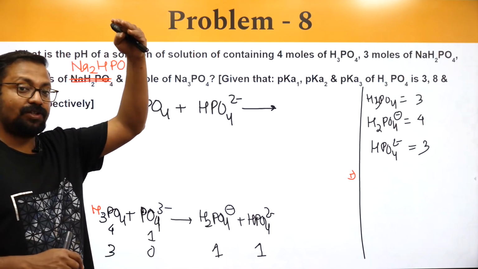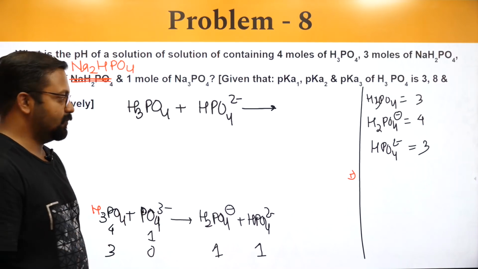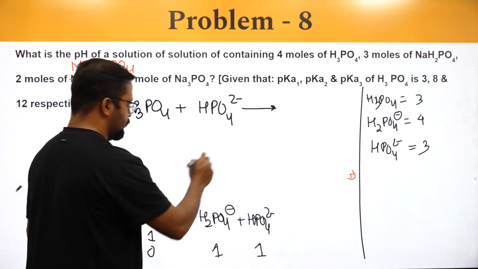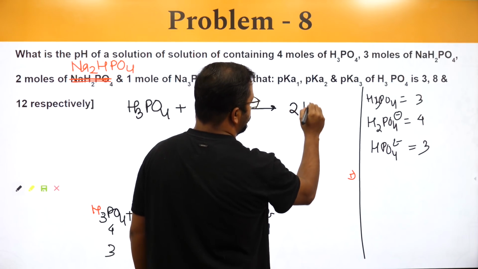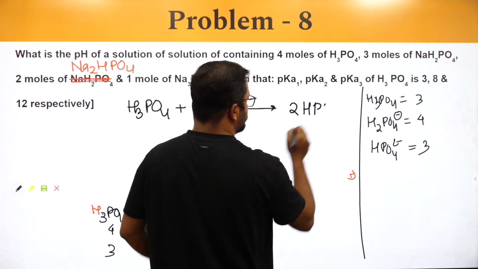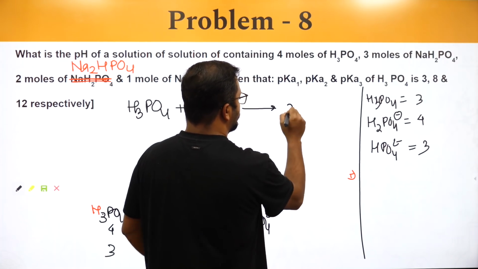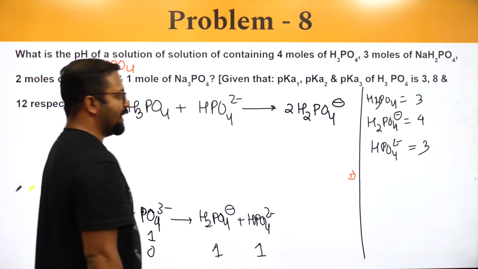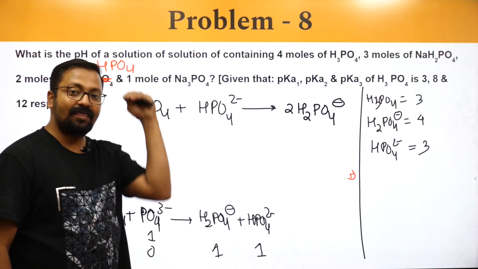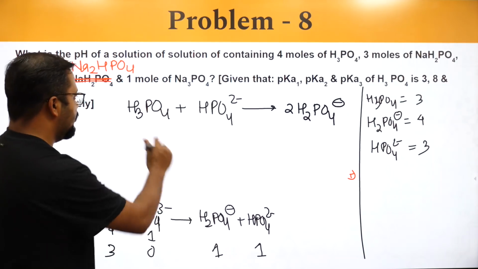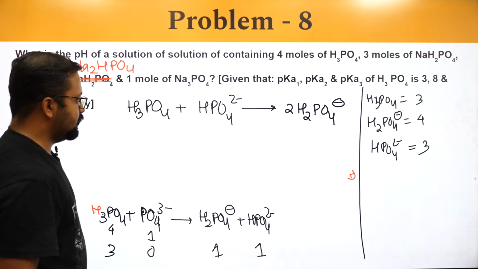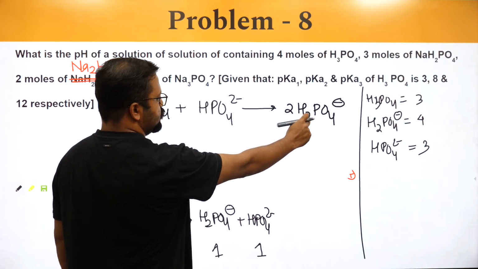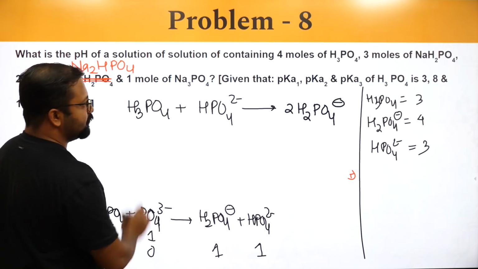I take the first equation and the second equation and add it together. Reverse the second equation, add it together. So I will get 2 moles of H2PO4 minus, can I write this? If I add the first and the second by reversing the second, H3PO4, HPO4 2 minus, it will give 2 moles of 2H2PO4 minus. How much of this is taken?